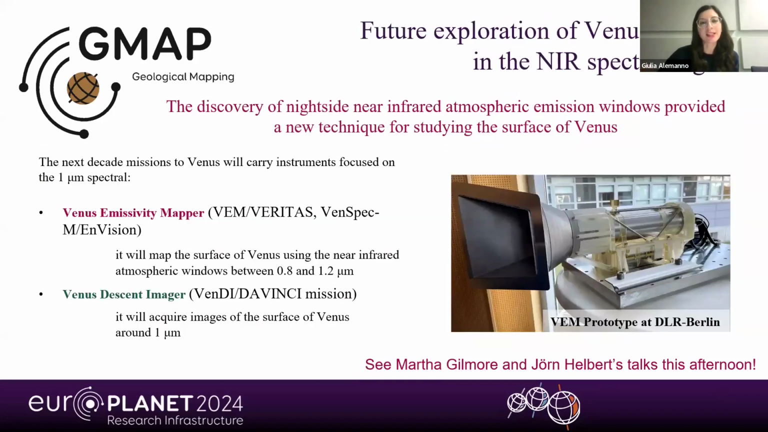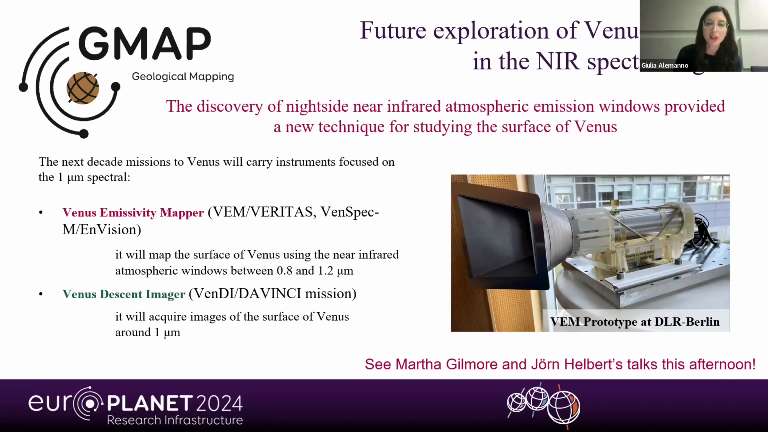So what happened is that discovering that we have these spectral windows that allow us to look at the surface of Venus provides a new technique for further studying the surface of Venus. This is why the next decades of missions to Venus will carry instruments that will be mainly focused on the 1 micron spectral region, such as the Venus Emissivity Mapper, which will fly on the next NASA VERITAS and ESA EnVision missions, and Jörn Helbert this afternoon will talk more about these missions.